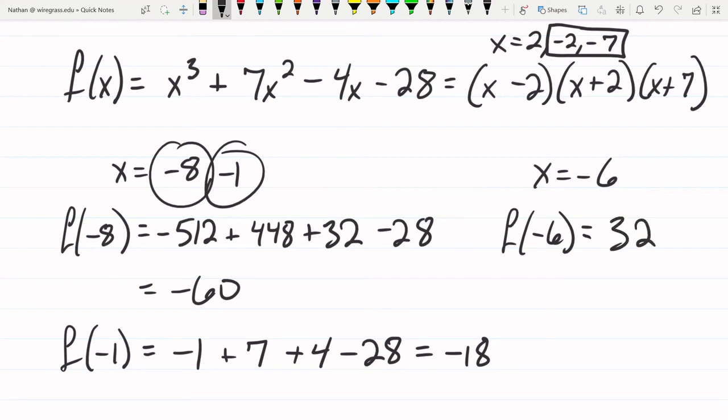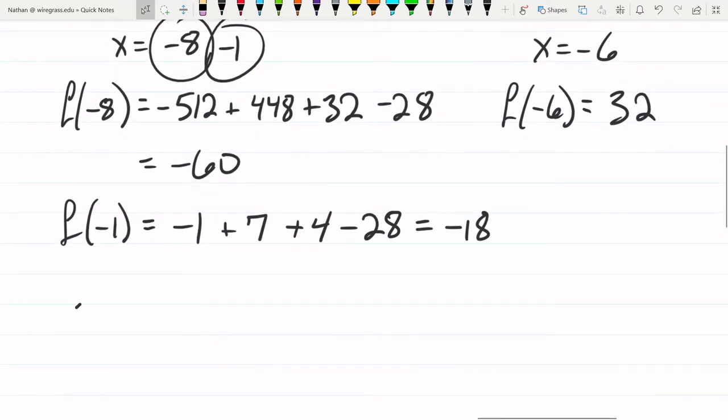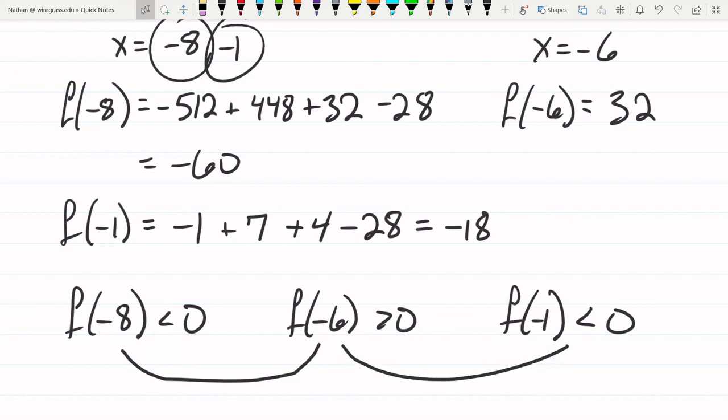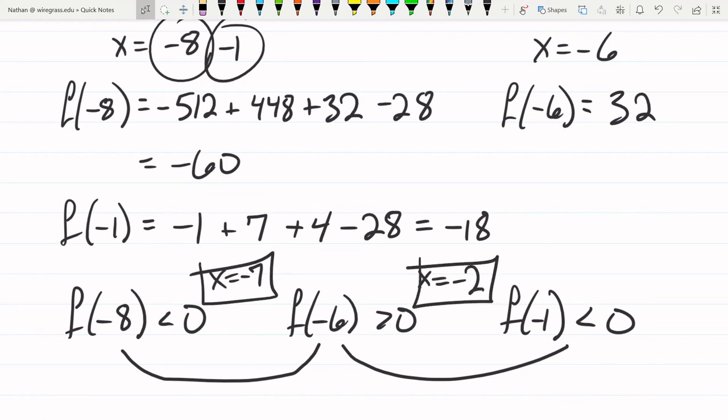And because I have it written out like this here, f of -8 is less than 0, and then f of -6 is greater than 0, and then f of -1 is less than 0. I know by the intermediate value theorem there must be a 0 between these two, and there must be a 0 between these two. And of course there is. x equal to -7 is a 0. x equal to -2 is also a 0. So that's simply how the intermediate value theorem works.